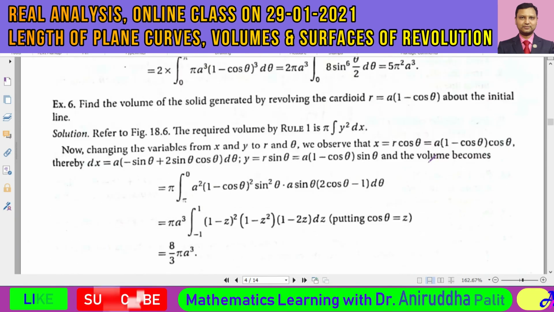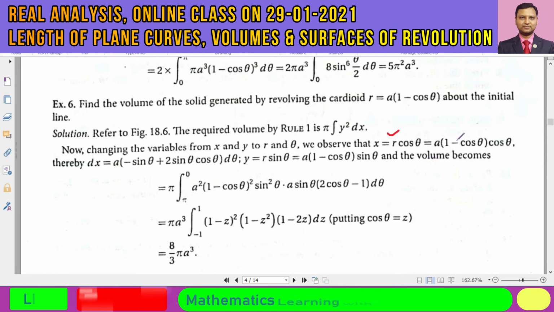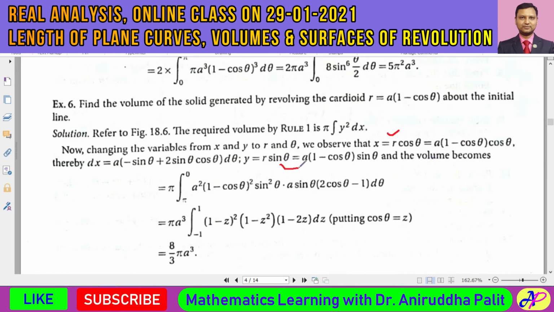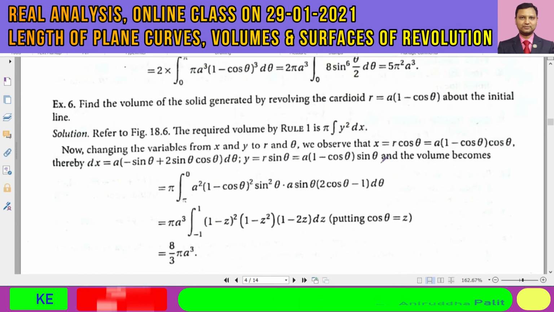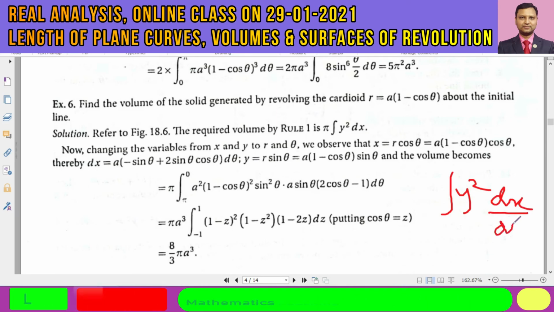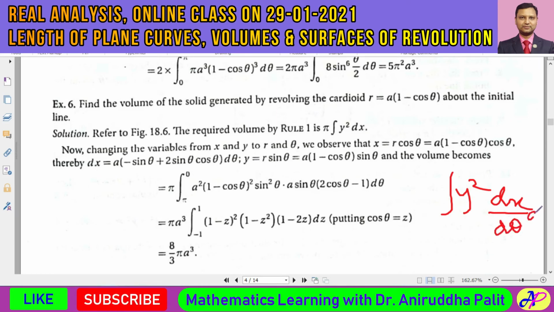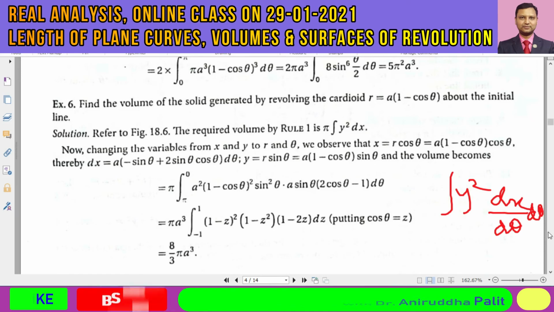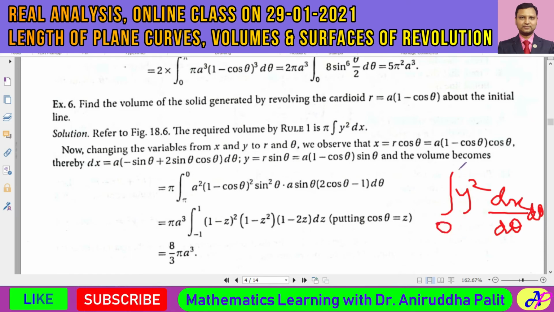What is the problem? The problem is that you have to find out the expression of x is equal to r cos theta, and the expression of y is equal to r sin theta. And then after that, you will have to put these two expressions in y square and dx. And dx can be written as dx d theta into d theta. So theta would vary from 0 to pi.